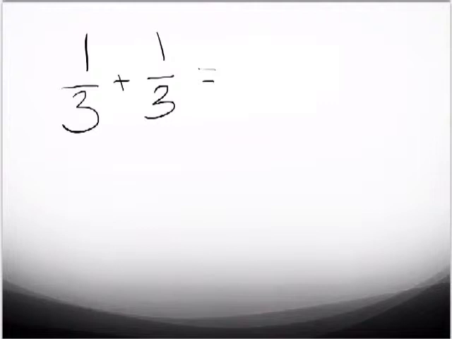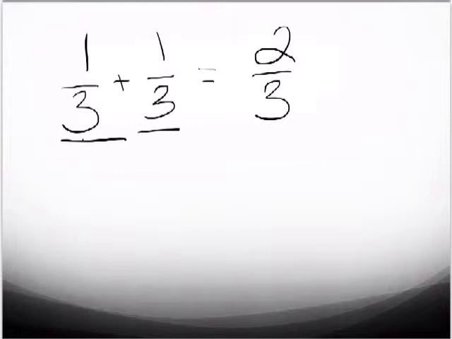Okay, so what we've done here is we've set up the problem where the denominators are the same, so we have 1/3 plus 1/3. We know that the top number is the numerator, the bottom number is the denominator. So when adding fractions, we make sure that the denominators are the same, and then we just go ahead and add the numerators. So 1 plus 1 is 2, so we have 2/3. Pretty simple. So the rule is you make sure the denominators are the same, and you add the numerators.